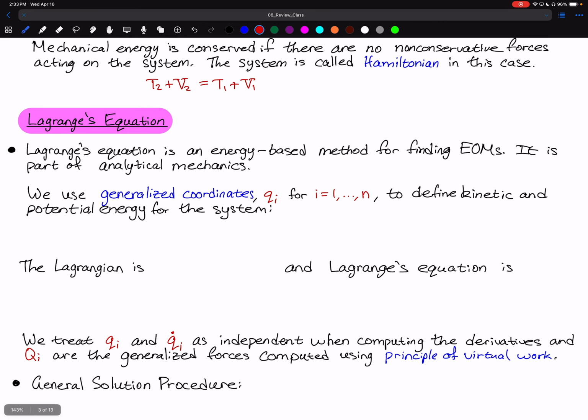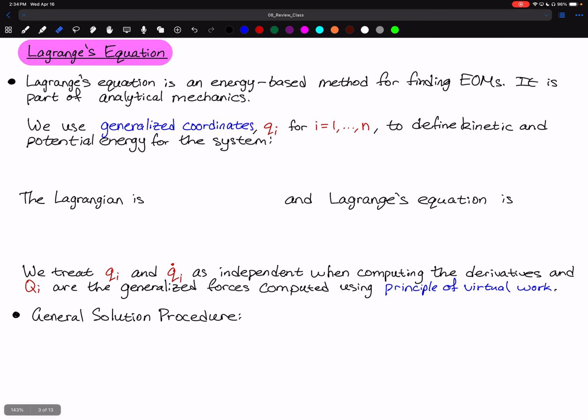All right, and this puts us into a position to now go through Lagrange's equation, which is an energy-based method for finding equations of motion. It is part of a field called analytical mechanics, which really uses energy-based techniques to find equations of motion. We first described and discussed what are known as generalized coordinates, which we'll use q sub i here in order to define our kinetic and potential energies for the system.